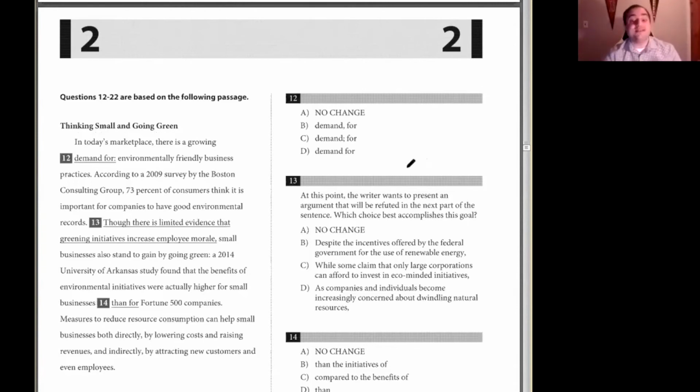So since we know that's not an independent clause, what can we get rid of? We can get rid of this because the semicolon requires independent clauses on both sides. And we can get rid of A because the colon requires an independent clause to the left. All right, we're at 50-50. Now, do we have an independent clause to the right? Environmentally friendly business practices. No, we have 0 independent clauses, right? If we change that to a comma, we will still have 0 independent clauses. The answer is D.